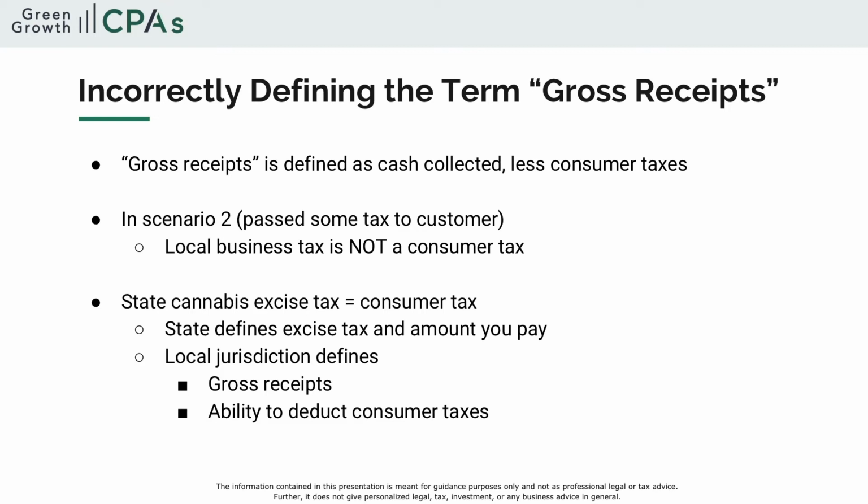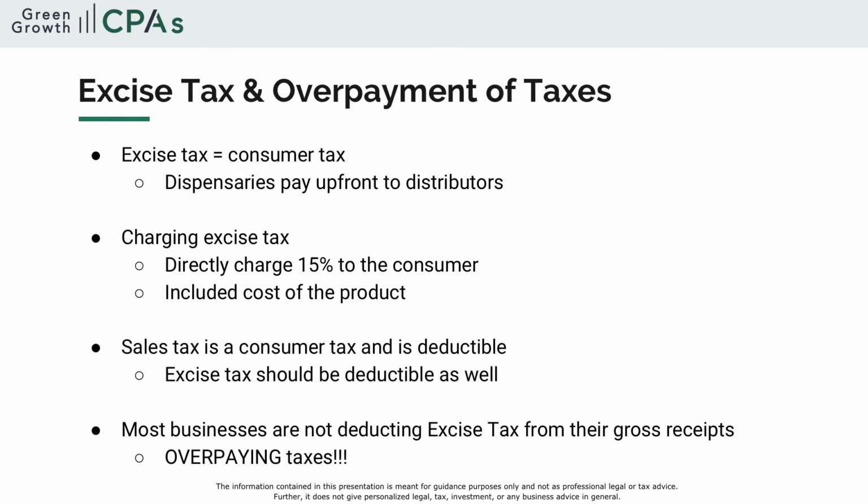So gross receipts is defined as cash collected less consumer taxes, right? So it's the cash you collect minus the consumer taxes. So returning to scenario 2, as in the previous part of this video, remember that local business tax is not a consumer tax. It's a business tax, which means your gross receipts was still $11. However, if you look at scenario 1, you collected $11. $1 of that is sales tax, which is a consumer tax. Therefore, in scenario 1, gross receipts is $10, which we had bolded and you saw that, right?